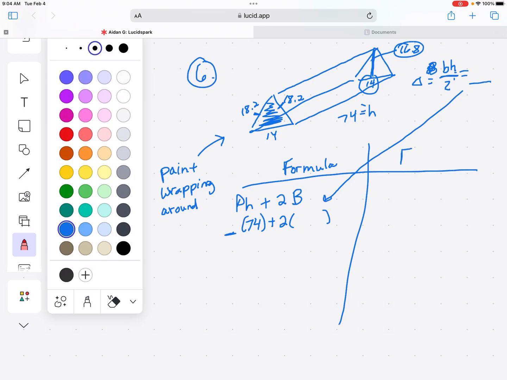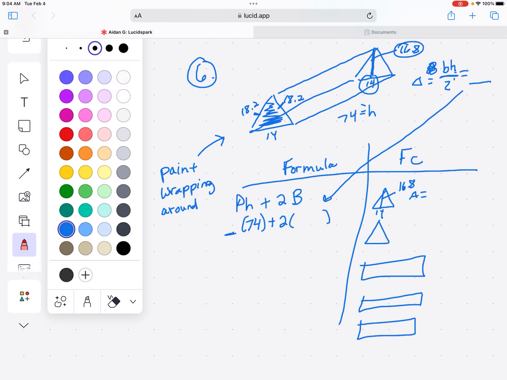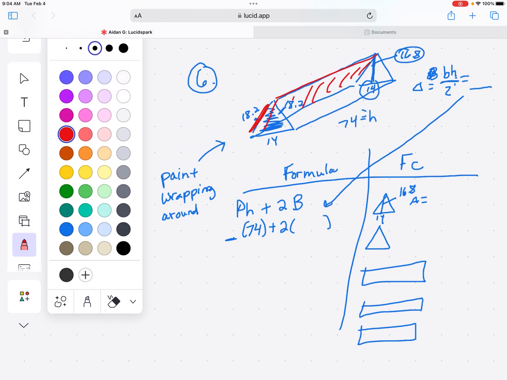The other way is your firecracker, and you just say, okay, well, I know that I have 2 triangles, and it's 14 and 16.8, and then I'm going to get my area of that, and then I'm going to get my 3 rectangles connecting them. So one of them, let's look at one rectangle. One of them is 18.2 times 74, right? That's that back rectangle. Each one of them is 74 long. So that's easy to just put that on there.